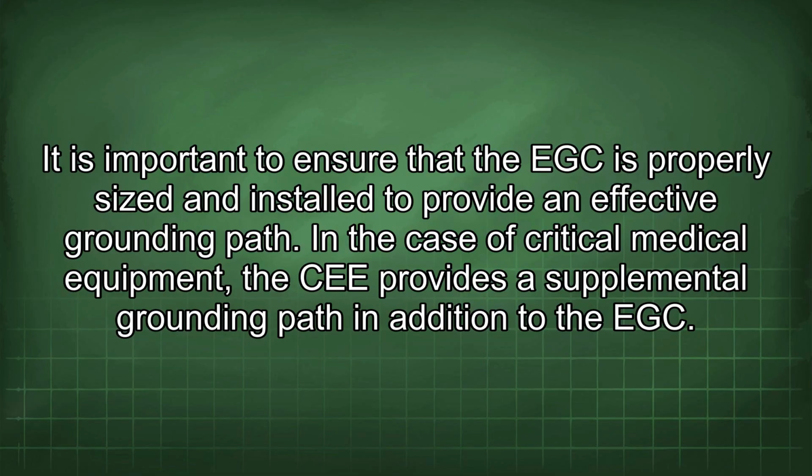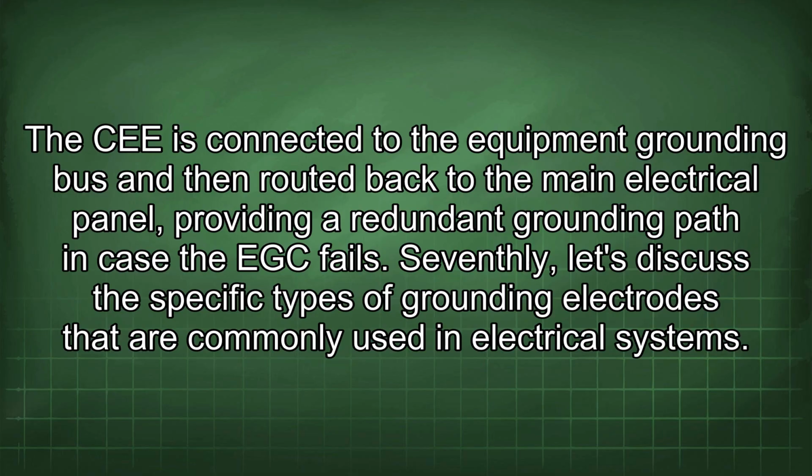In the case of critical medical equipment, the CEE provides a supplemental grounding path in addition to the EGC. The CEE is connected to the equipment grounding bus and then routed back to the main electrical panel, providing a redundant grounding path in case the EGC fails.